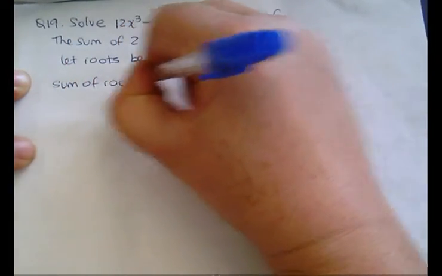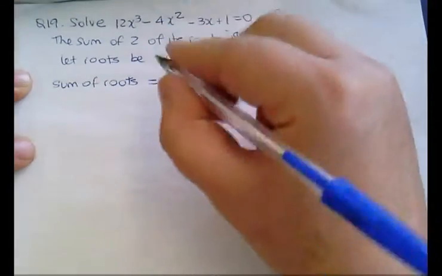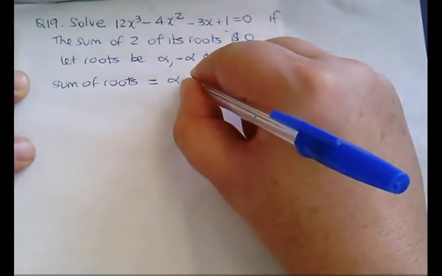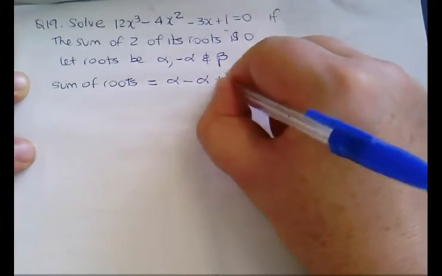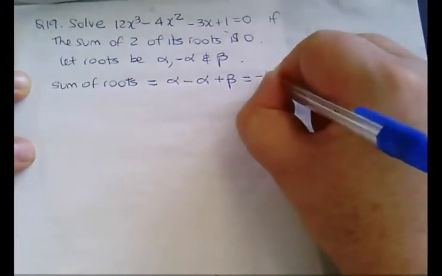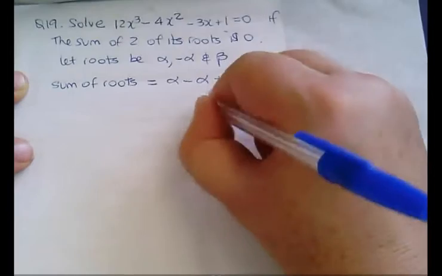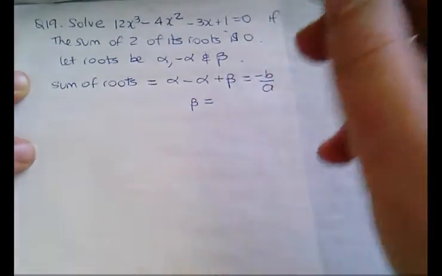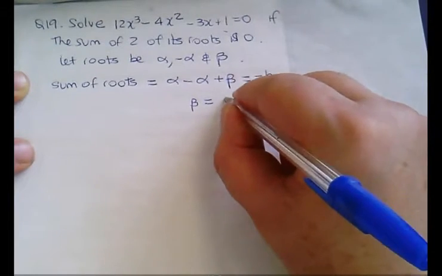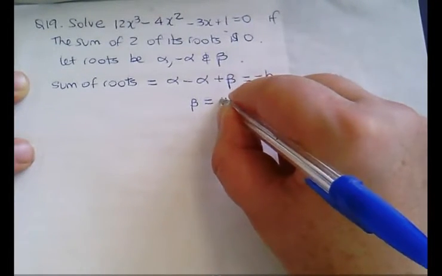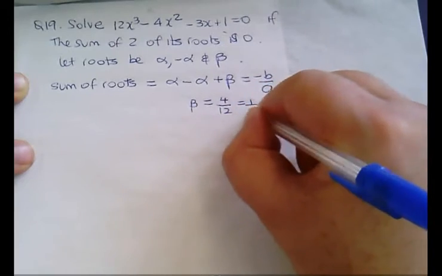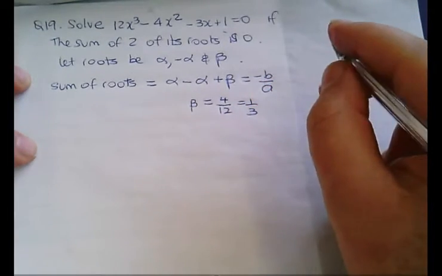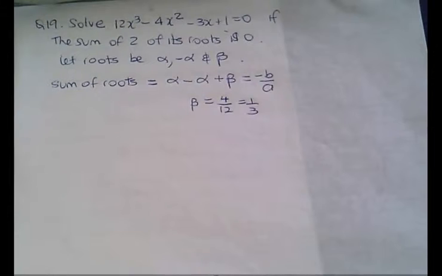If it's just sum of roots 1 at a time, you don't need to write 1 at a time. So it's alpha plus negative alpha, which is minus alpha, plus beta. Doesn't that equal minus b on a? What's that? Beta is? You've already worked it out. That was quick. So it's negative negative 4, which is 4 on 12, which is a third. So solve it. Oh, sorry, we're trying to solve for x. So one of the roots is a third.